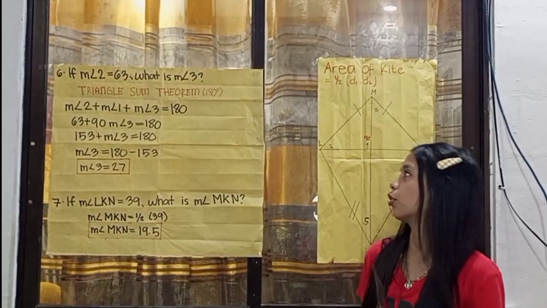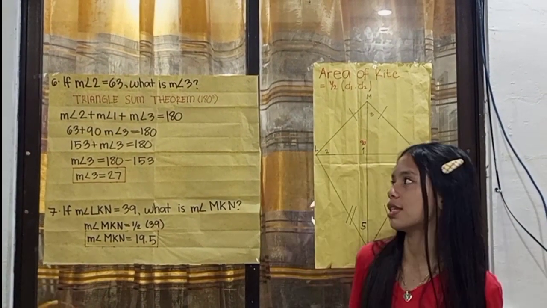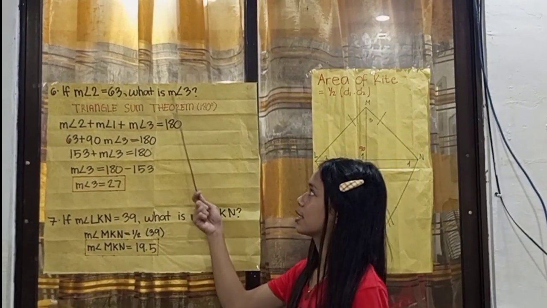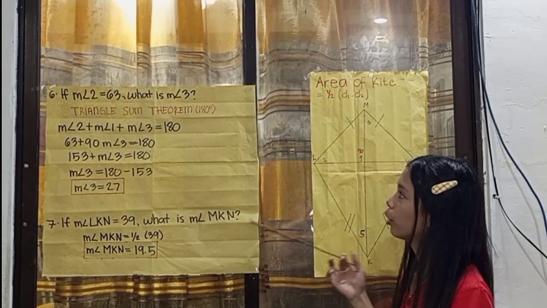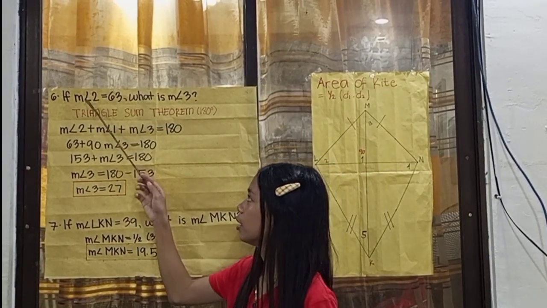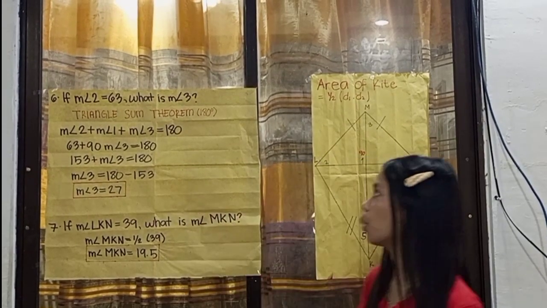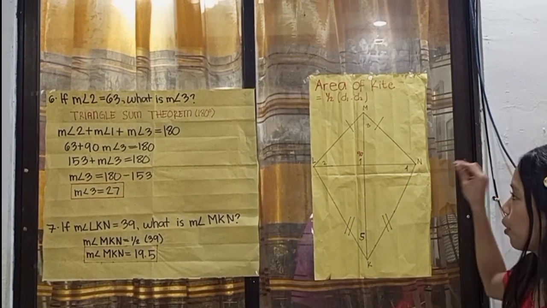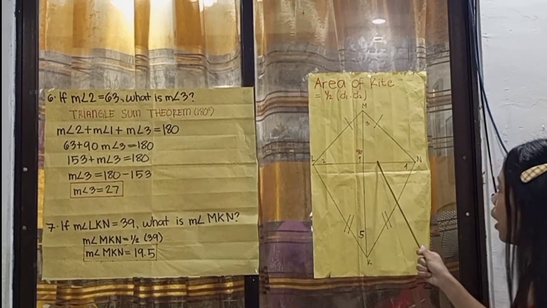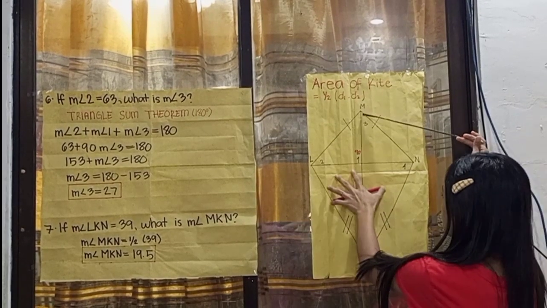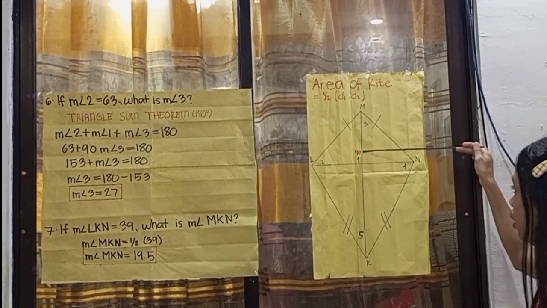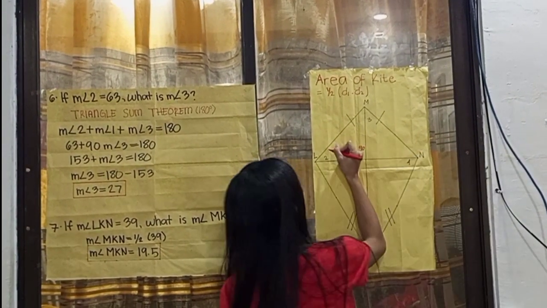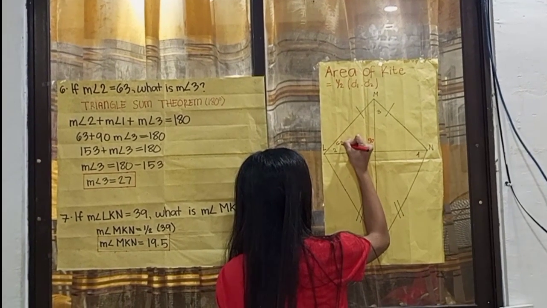So, let's proceed to example number 6. The measure of angle 2 is equal to 63. What is the measure of angle 3? So, we are asked to find angle 3, given that angle 2 is 63. Angle 1 is 90 because it forms a perpendicular.